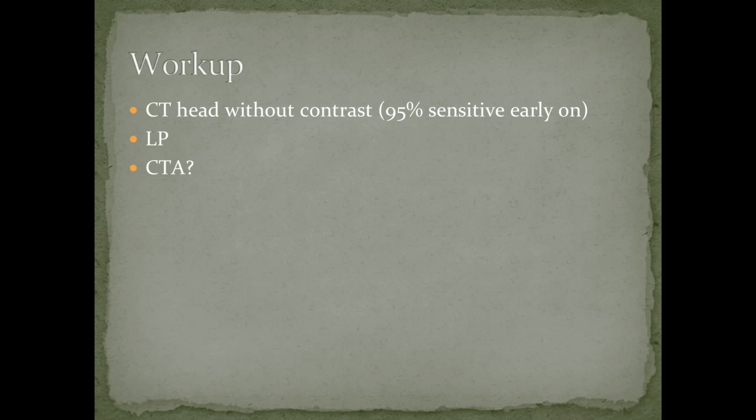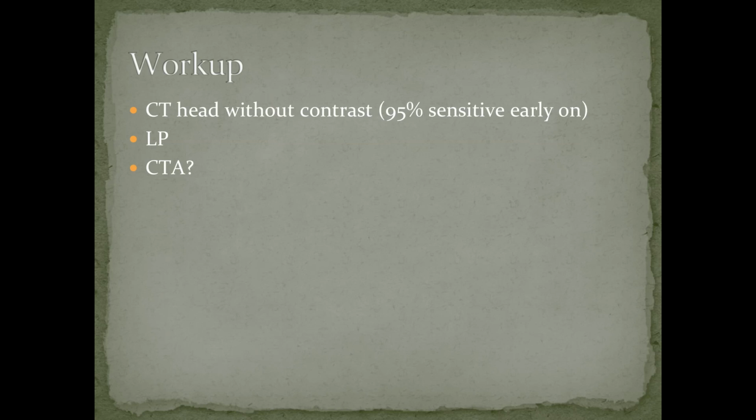Workup for this. When people come to the emergency department with signs and symptoms concerning for a subarachnoid hemorrhage, I send them over immediately for a CAT scan of the head without contrast. It's about 95% sensitive early on, up to 100% sensitive on new generation CT scanners. Now keep in mind it's a non-contrasted CT, so commonly it does not show the aneurysm or arterial venous malformation. What it shows is blood layering out.